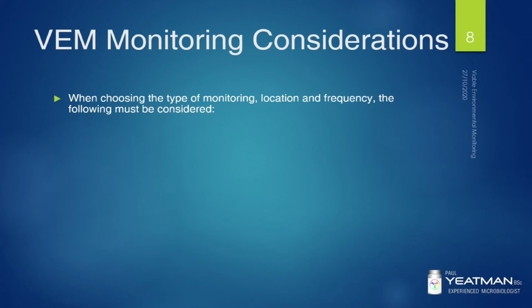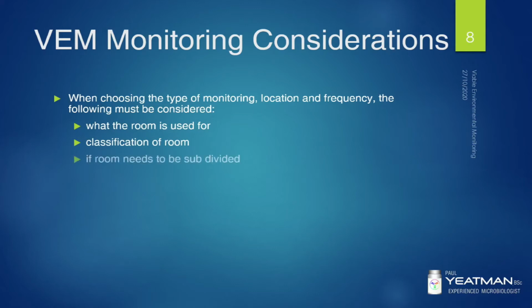When choosing the areas to monitor with what and how frequently, you need to consider a number of factors, such as what the room is used for. So are you just washing vials, or are you filling a product or making a product? What the room classification is. Is it grade A, grade B, grade C, D, or a combination of? If the room needs to be subdivided, is it a large room? Does a lot of stuff happen in one specific area? Is there any storage in the room? Things like this.